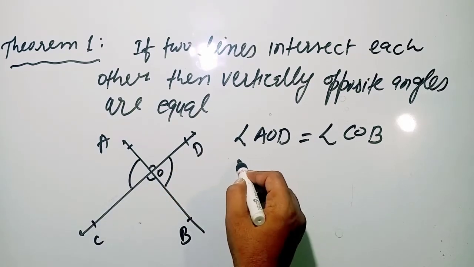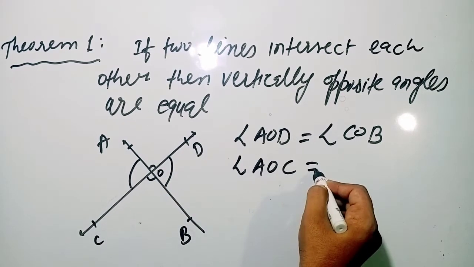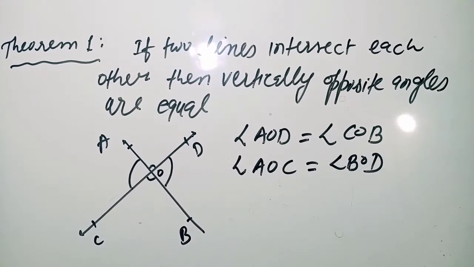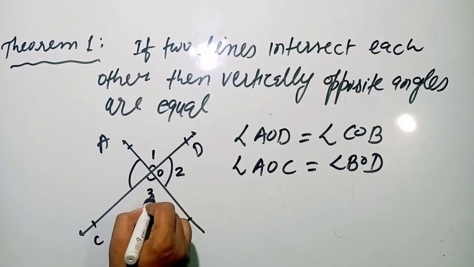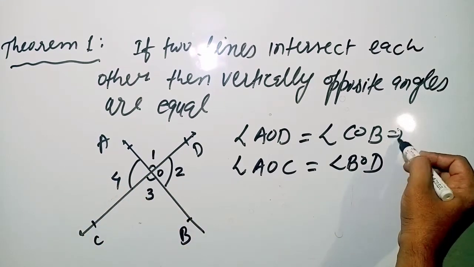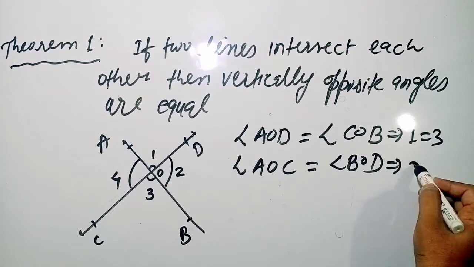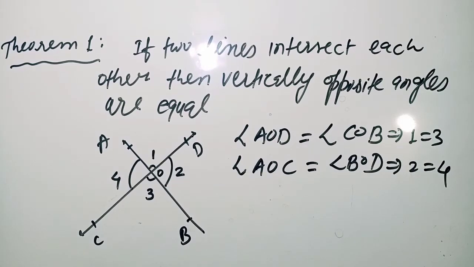And angle AOC and BOD are vertically opposite. Let's annotate these angles by 1, here is 2, here is 3 and here is 4. It means 1 and 3 will be equal because they are vertically opposite angles, and 2 and 4 will be equal because they are vertically opposite angles.